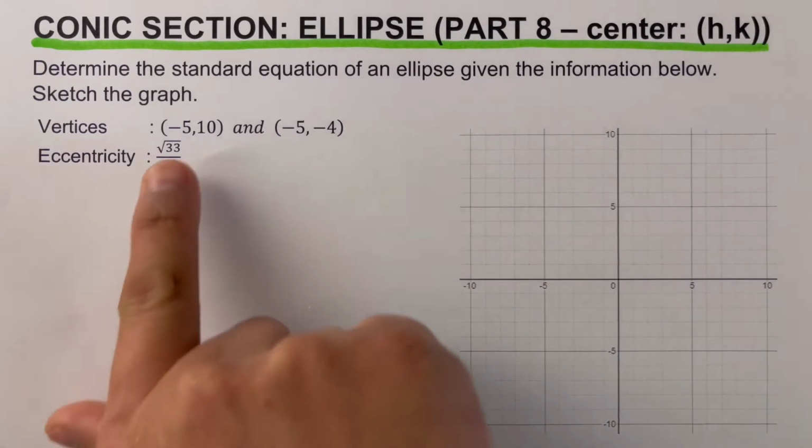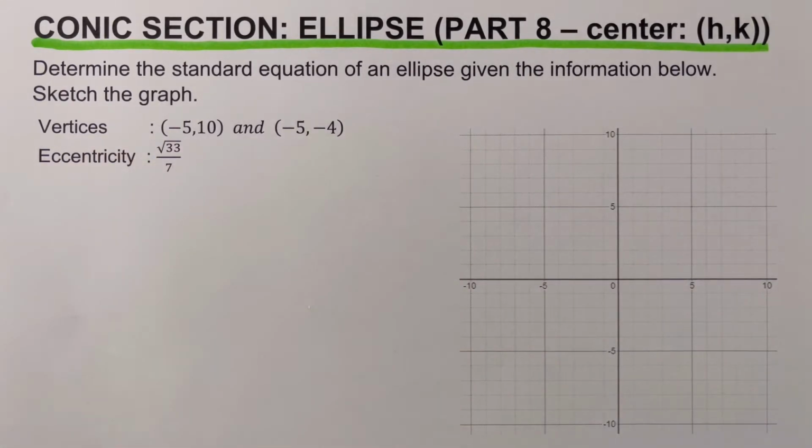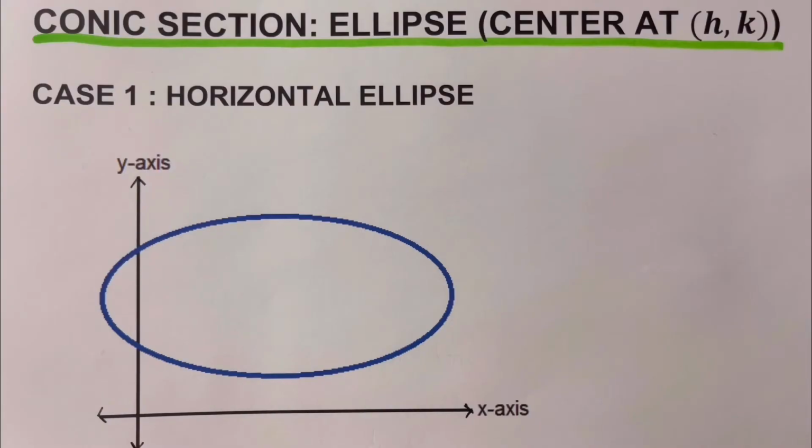Before we go over this example, let's have a review on the parts of every ellipse and the two cases of an ellipse with center at (h, k). Please remember that these are the parts of every ellipse. The first part is the center. For this case, this is not at the point of origin. Our center is at (h, k).